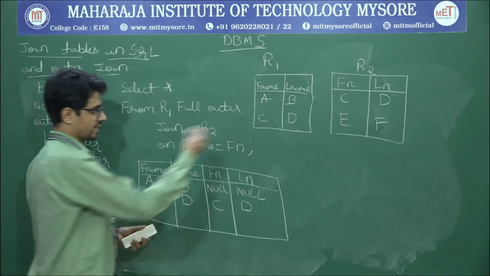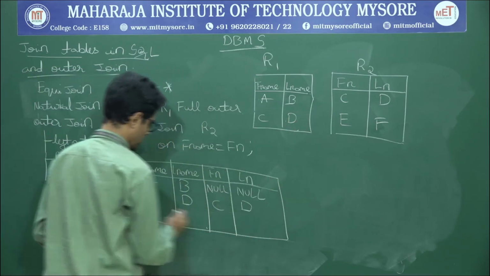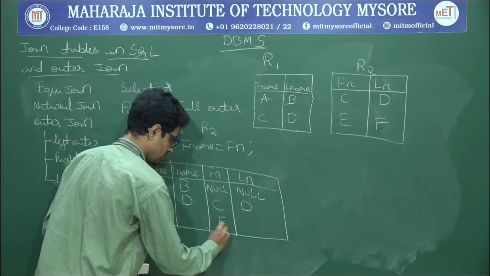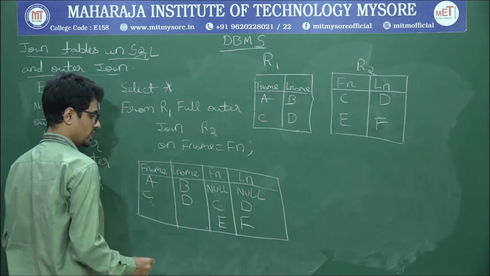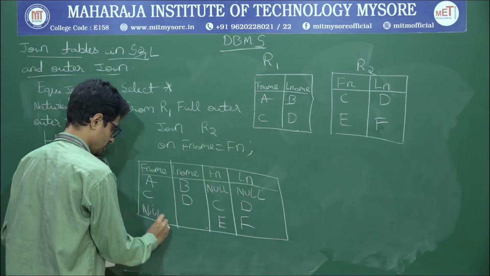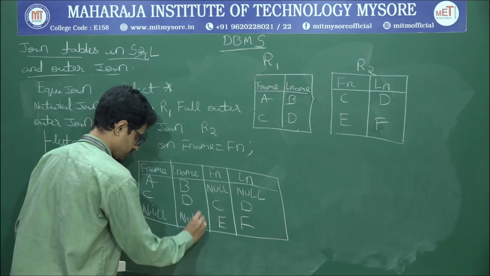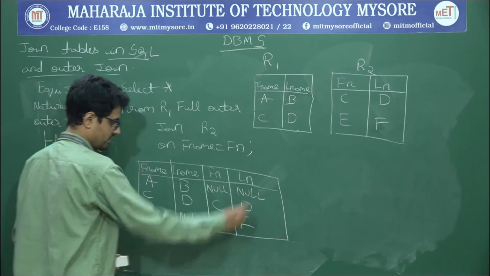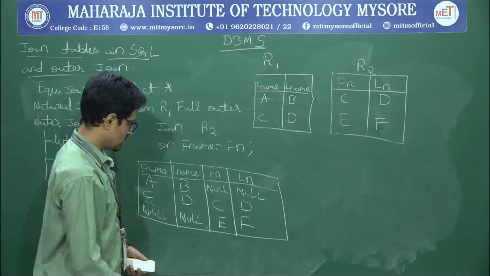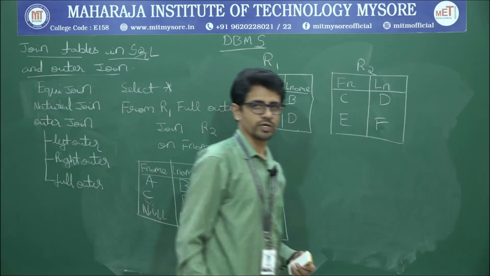Next, CD is anyhow present, if you want you can write one more row of this, but when it comes to the EF, this is on the right hand side table which is not present on the left hand table, so fill in the null values. You can again repeat this CD values here for the case of joining R2 with R1 again. Now this is called as full outer join.